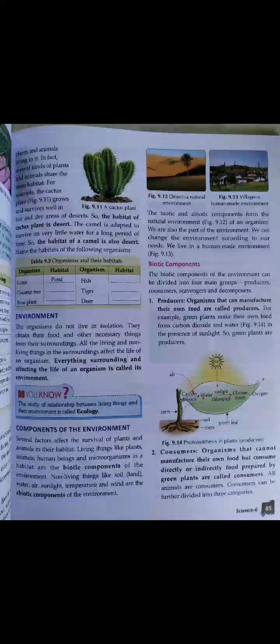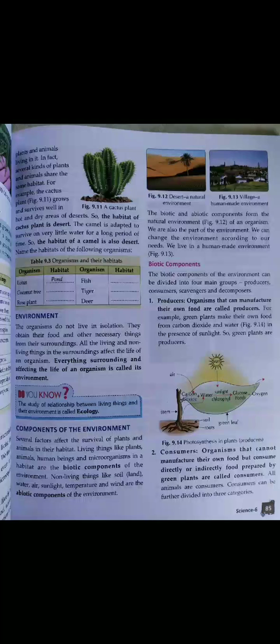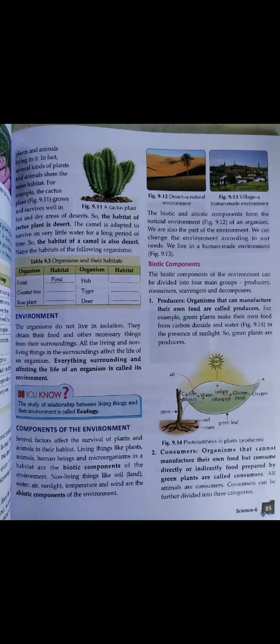So, our first topic for today is environment. The organisms do not live in isolation. They obtain their food and other necessary things from their surroundings. All the living and non-living things in the surroundings affect the life of an organism. Everything surrounding and affecting the life of an organism is called its environment. So what was the environment? Everything surrounding and affecting the life of an organism is called its environment.